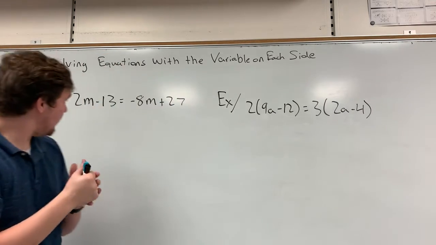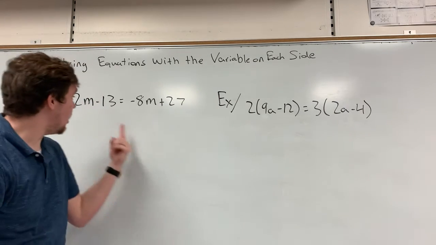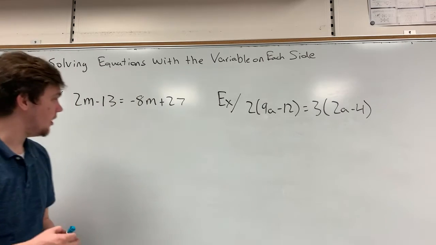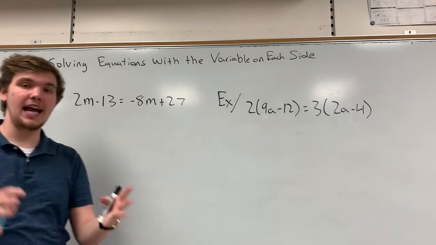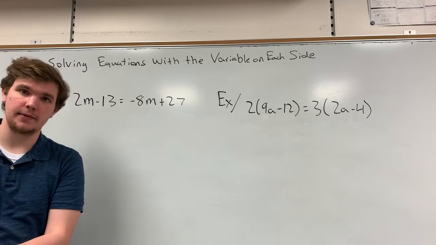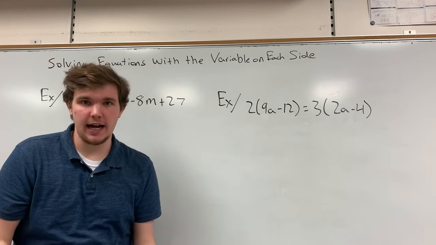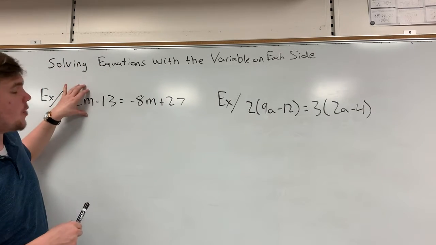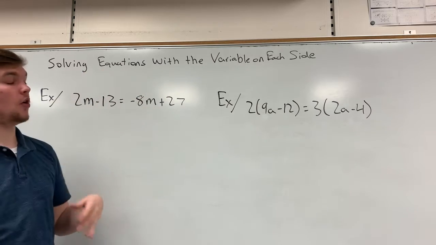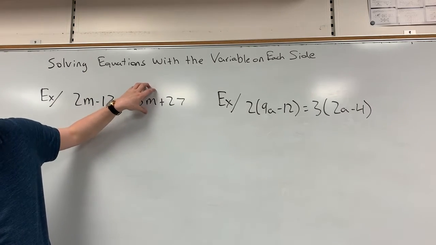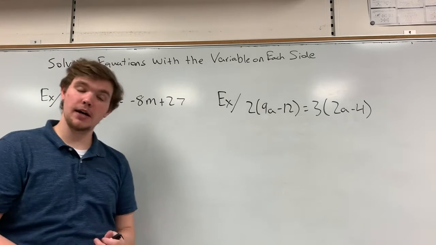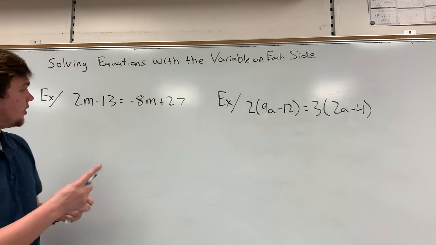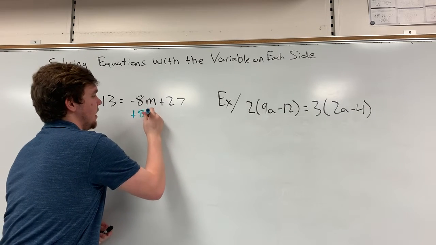Okay, so I'm going to go ahead and start with this first one. 2m minus 13 equals negative 8m plus 27. I need to get all of my m's over to one side of the equal sign. It doesn't matter which side that is, as long as it's one side, right? So I can either move this 2m over to this side, or I can move this negative 8m over here. Doesn't matter, but I'm going to move this negative 8m over to this side. Right? So let's add 8m to both sides.